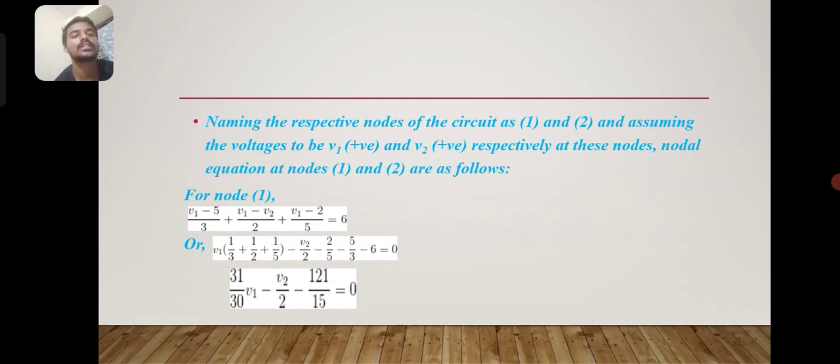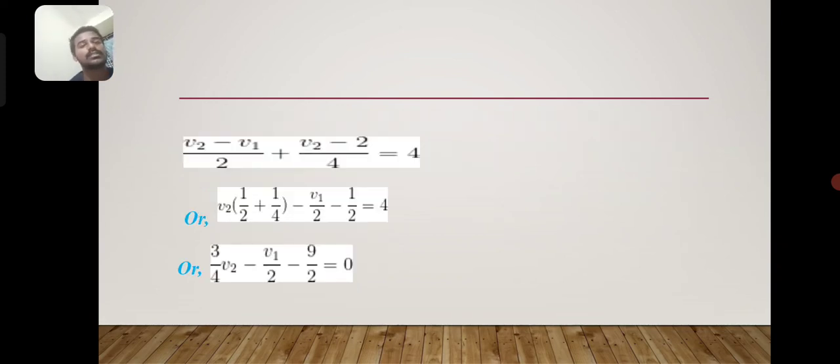Nodal equations at nodes 1 and 2 are as follows. For node 1, (V1 minus 5) by 3 plus (V1 minus V2) by 2 plus V1 by 5 is equal to 6, or V1 into (1 by 3 plus 1 by 2 plus 1 by 5) minus V2 by 2 minus 5 by 3 minus 6 is equal to 0. That gives 31 by 30 V1 minus V2 by 2 minus 23 by 3 is equal to 0.